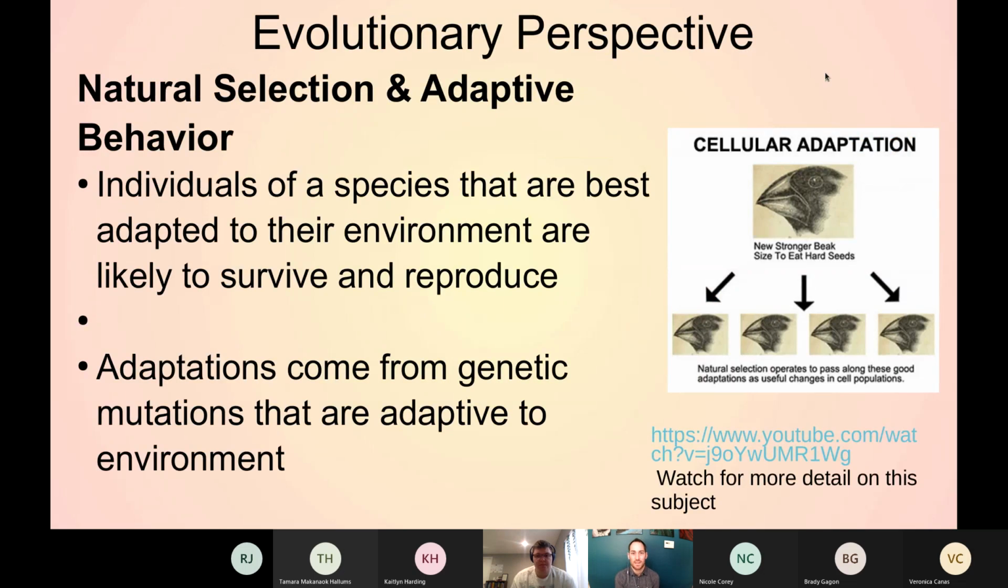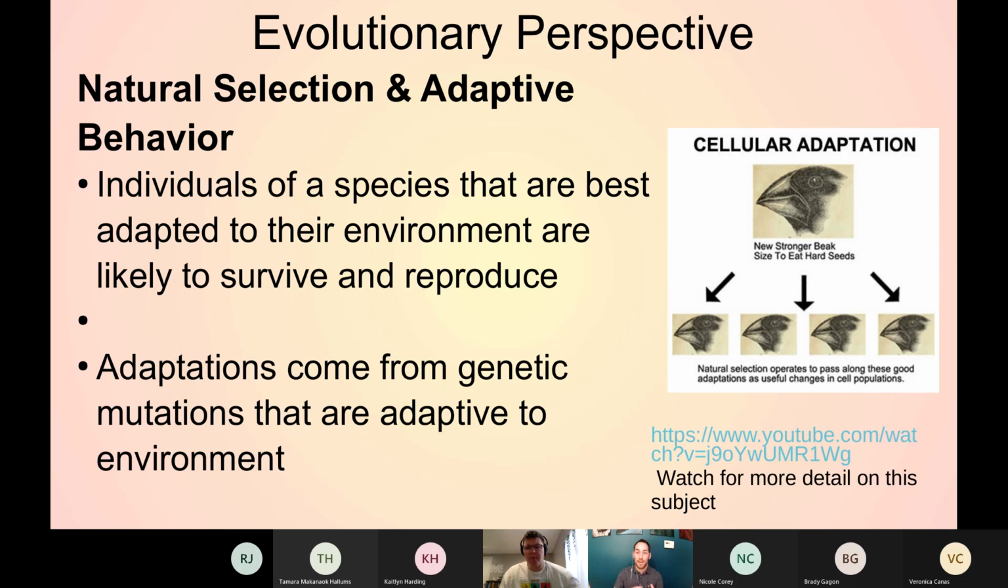Hopefully you've been exposed to this in other classes, so we're not going into terrible detail. But essentially, natural selection and adaptation is the idea that any species, any kind of feature or ability, like a beak size or shape, that is adaptive for keeping that individual organism alive will have a higher likelihood of being passed down to its posterity.